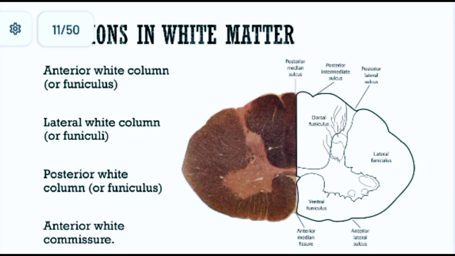Whenever you hear posterior white column or funiculus, we're simply talking about this posterior white matter. Apart from that, we also have the lateral white column or funiculus, which is here. Funiculi means plural, funiculus means single. We also have the anterior white column, and then the anterior white commissure. You need to know those are simply divisions of the white matter.